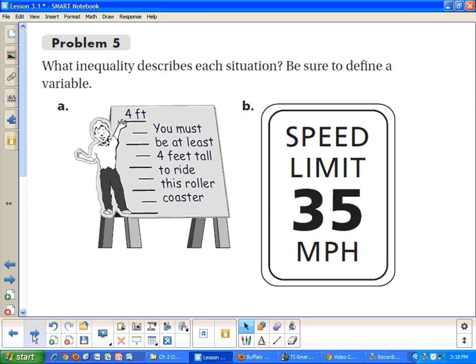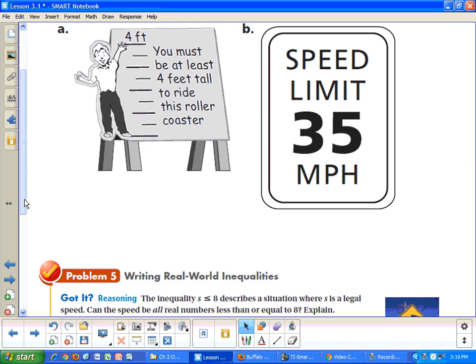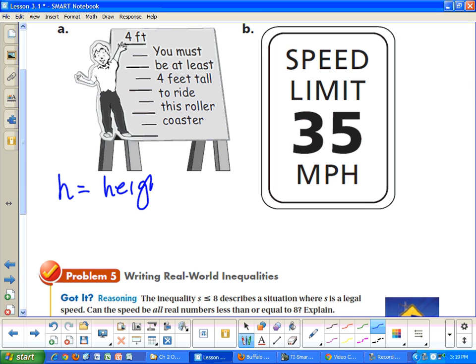All right, one inequality describes each situation. Be sure to define a variable. In the first picture, we see that you must be at least 4 feet tall to ride this roller coaster. So we're talking about height, so I think we're going to use variable h. Somebody that's 5 feet tall or 6 feet tall can ride this roller coaster. Any numbers lower than that, they could not ride. So we need all numbers that are greater than or equal to 4. So h is greater than or equal to 4.